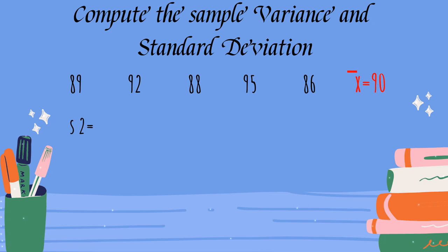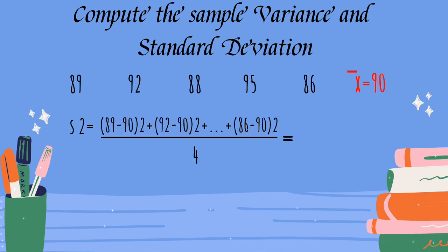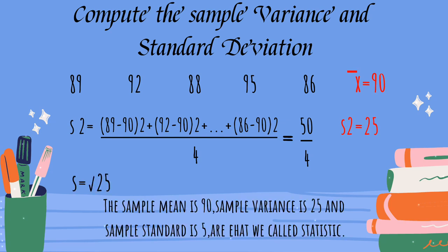Compute the sample variance and substitute in the formula, as we did with the population variance. Let's sum it up and subtract the sample mean of 90 from each score, then square it, so 89 minus 90 squared plus 92 minus 90 squared. If we simplify, this is the answer: 50 over 4 is equal to 25. You just take the square root of the sample variance, and that is the square root of 25. The answer is 5. The sample mean is 90, the sample variance is 25, and the sample standard deviation is 5. These are what we call statistics.